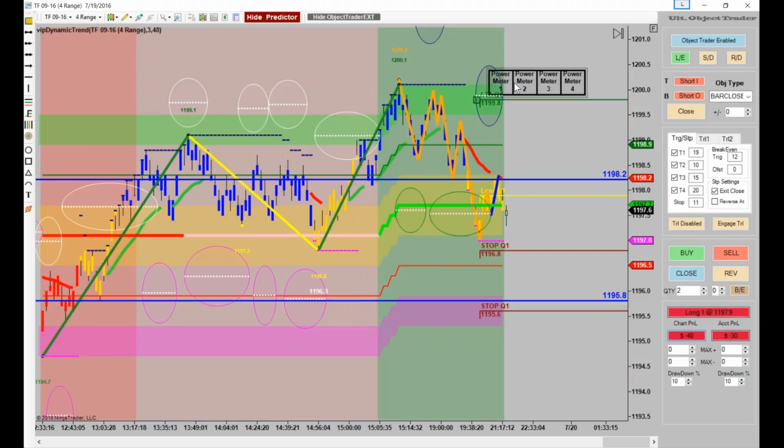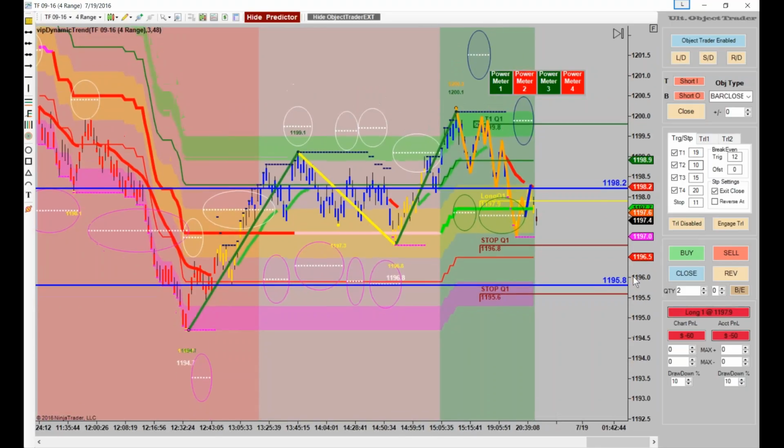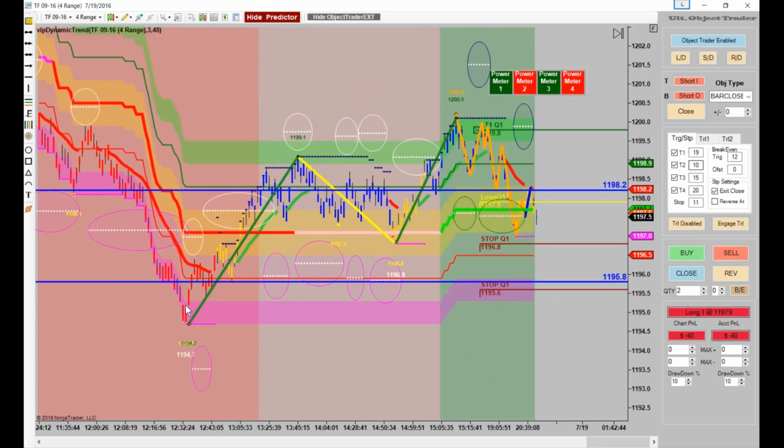Okay, now this power meter has turned long. This one hasn't yet. Okay, you want to just wait to see if we can get that one add instead? We can do that. Let's turn that off and see if we can do that. Watch that second power meter and let's see if we can get it.